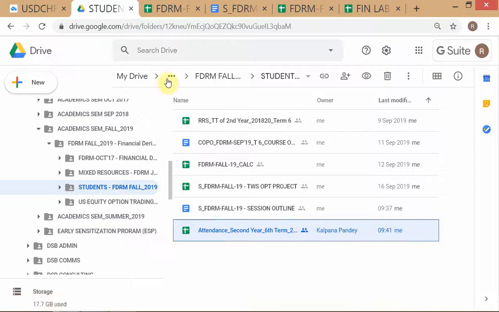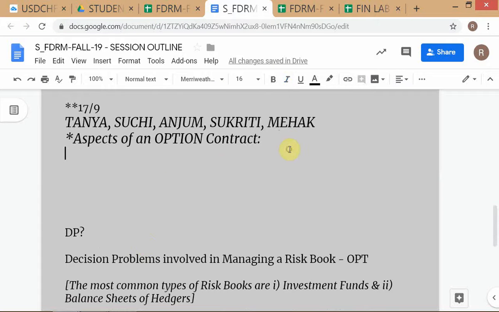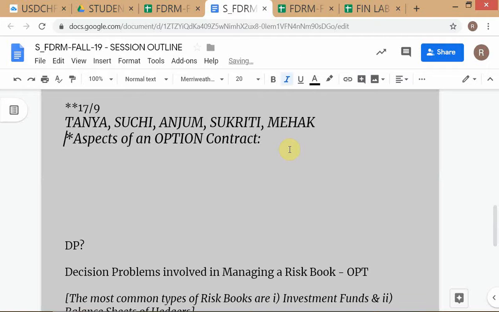Okay, so let's start. Our next point we wanted to study about options, as we traverse our introductory coverage of options, is aspects of an option contract. Does anybody know what I mean by aspects of an option contract?